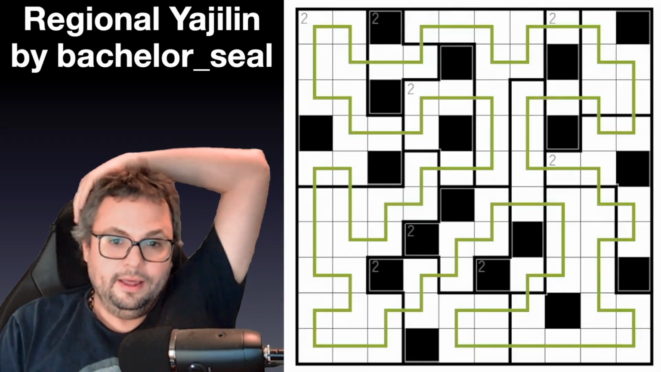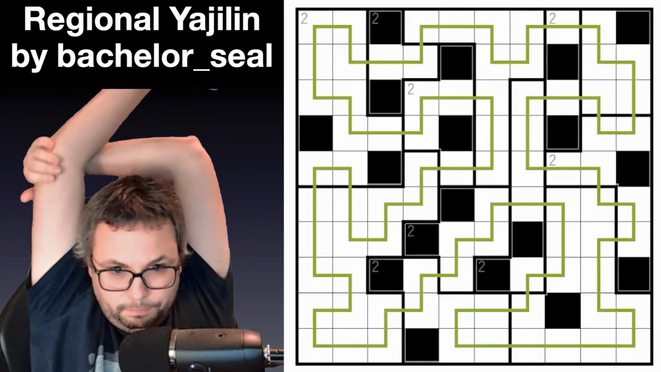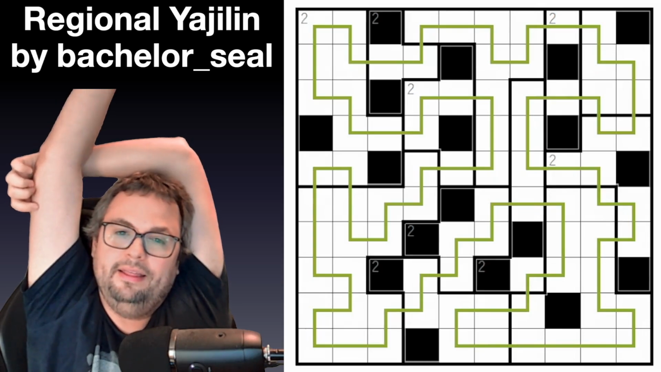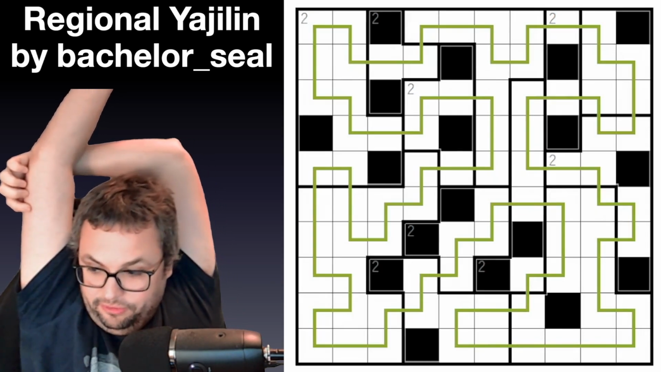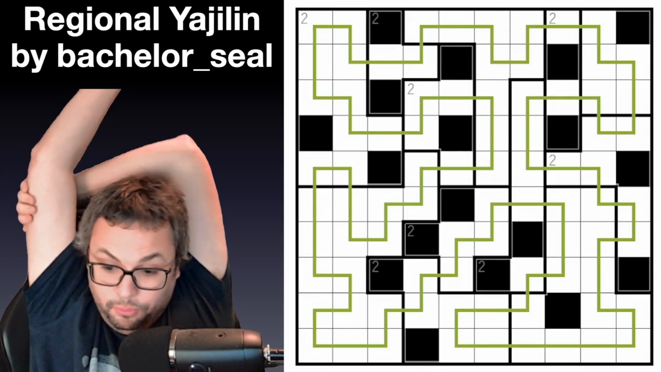Lovely puzzle there. That one definitely made me think. I've not, like I said, I've not done this variation of Yajilin before. That was definitely a challenge, but very cool.